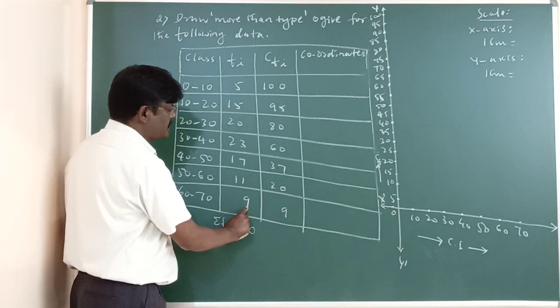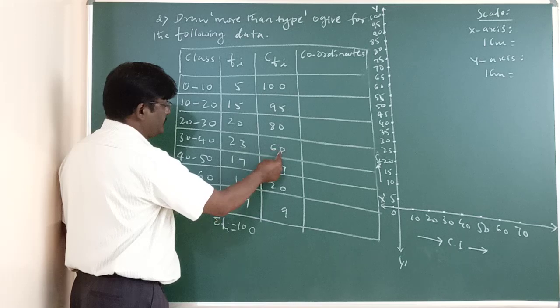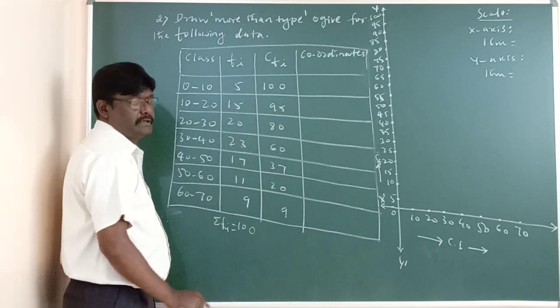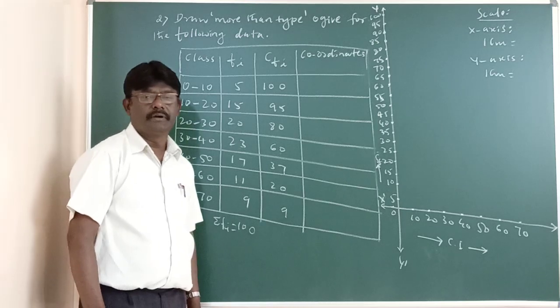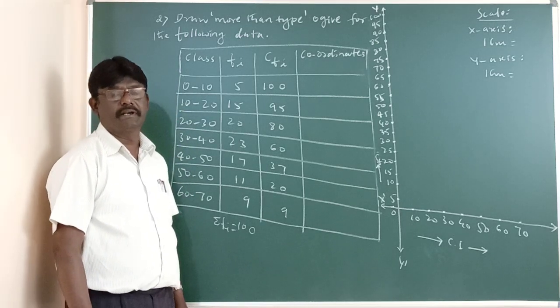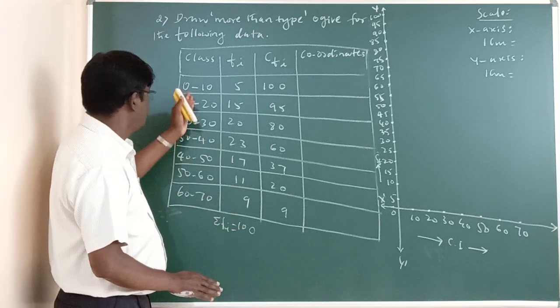Okay, children. Now start from here. 9, 20, 37, 60, 80, 95, 100. In case of less than type, for the x component we have taken the upper limit. For more than, you take the lower limit.